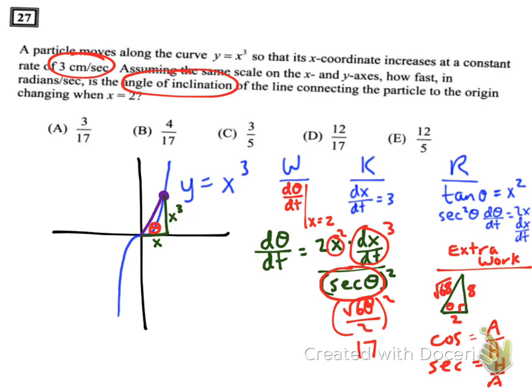And so the dust is going to settle here. Let's do this part in blue. d theta/dt is equal to 2 times 2 times 3, which is 12, over 17. And we hope that that's an answer. Yep, there you go right there. D, 12 over 17.